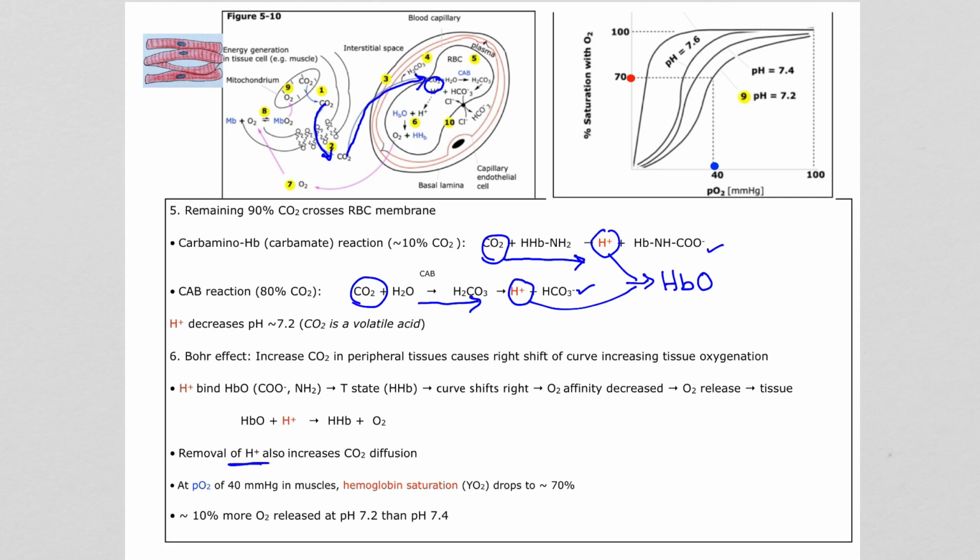So removal of protons will increase the diffusion of carbon dioxide from the muscles into the bloodstream, into the red blood cells.